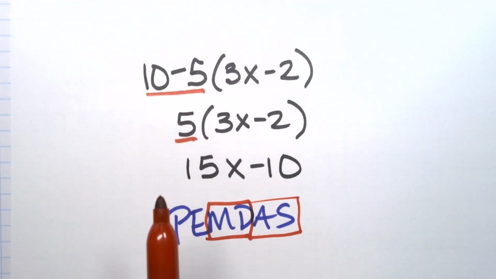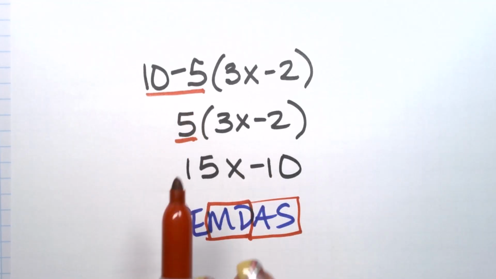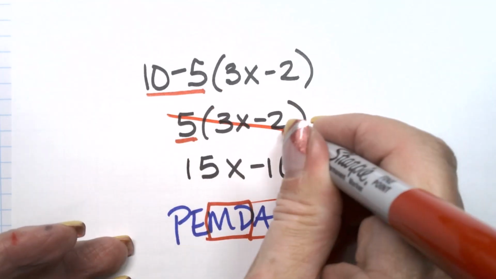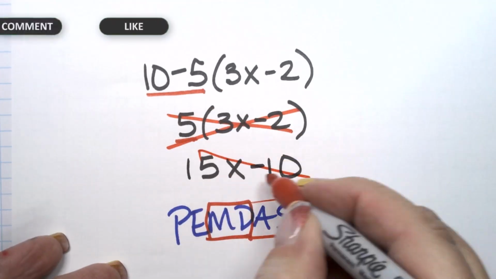In this case, they did the subtraction first, which is a violation. You can't do that. So this is the mistake right there, and that's the wrong answer.